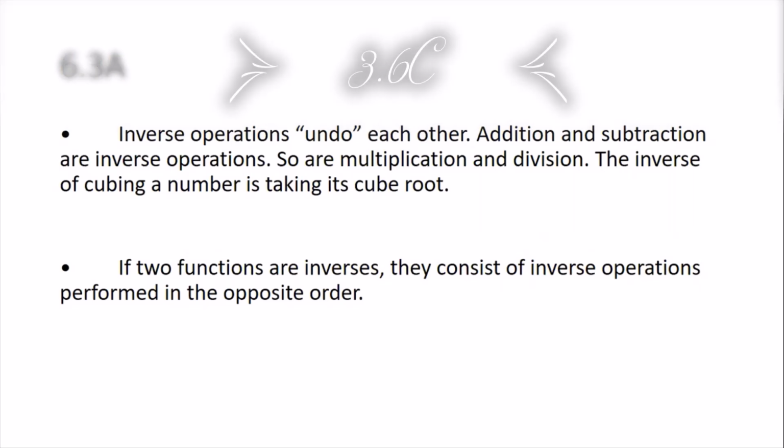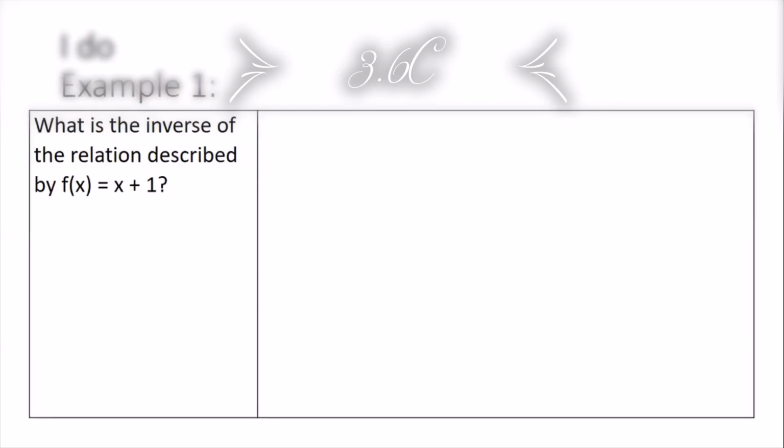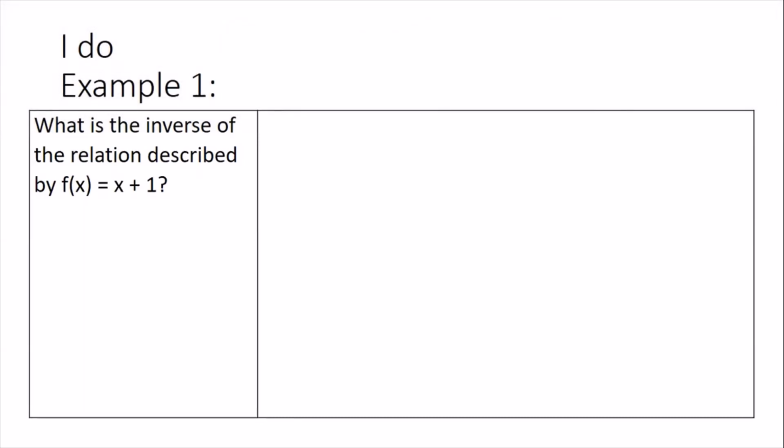The inverse of cubing a number is to take its cube root. The inverse of a square is to take the square root, right? If two functions are inverse, they consist of inverse operations performed in the opposite order, okay? So what is the inverse of the relationship described here? f of x equals x plus 1.